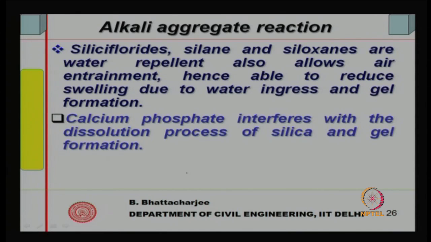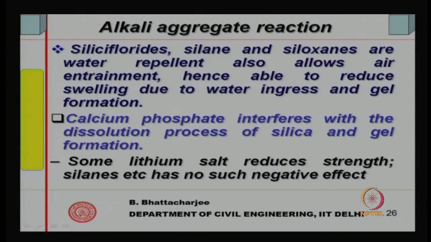Silicofluoride, silanes, siloxanes are water repellent, as I told you, and they allow air entrainment, hence able to reduce swelling due to water ingress and gel formation. So, they are used in waterproofing systems. Calcium phosphate interferes with the dissolution process of silica and gel formation. These are some other materials used as alkali aggregate reaction inhibitors. Some lithium salts reduce the strength. Silane etcetera has no such negative effects. They are used as water reducing agents as well as inhibitors.